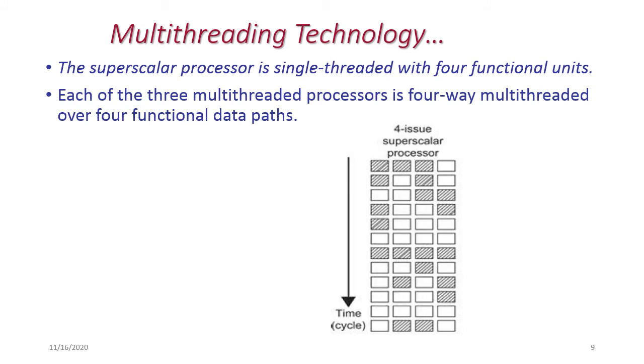The first one is the superscalar processor, that is the 4-issue superscalar processor. 4-issue means a single thread with 4 functional units. It allows only one thread at a time, and all the other processors are multi-threaded processors, that is 4-way multi-threaded over 4 functional data paths.